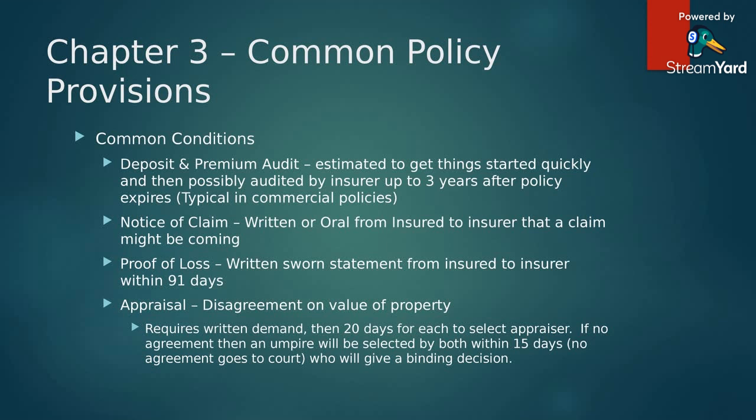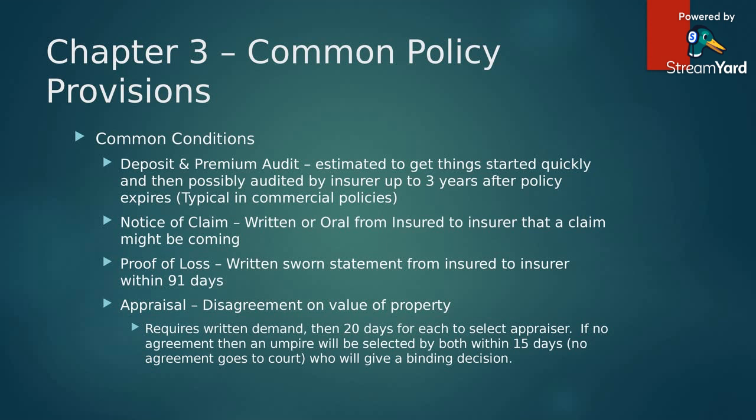Proof of loss. This is always going to be required for any property policy to pay out any loss. It is a written sworn statement from the insured to the insurer, from the first party to the second party. And in the state of Texas, you have 91 days. This is actually unique to Texas because most states are actually 60 days. But in Texas, it's actually 91 days.